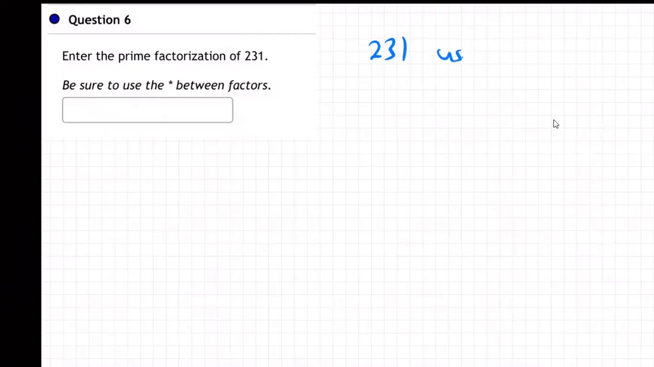So just use your calculator and just try dividing by things. Like try dividing by 2, and you'll get some decimal here. I'm going to use my cell phone. 231 divided by 2, what is it? I'm getting 115.5. So it doesn't divide by 2.